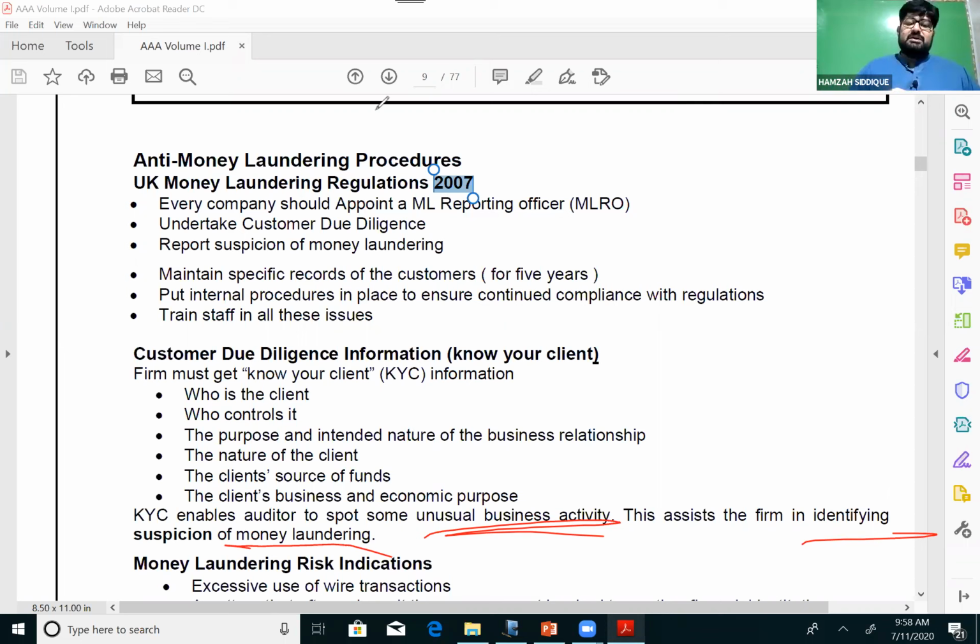Now, report suspicion of money laundering. And maintain records of the customer for at least 5 years. Once you have engaged with the customer, for at least 5 years you have to maintain records. And then train all staff, your team members, your employees, to guide them about money laundering.